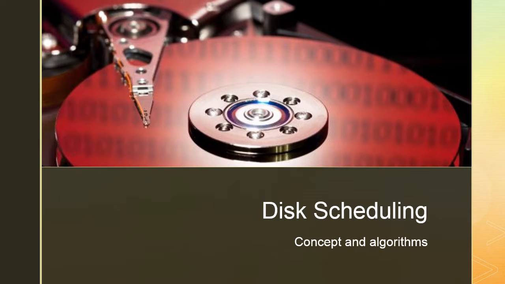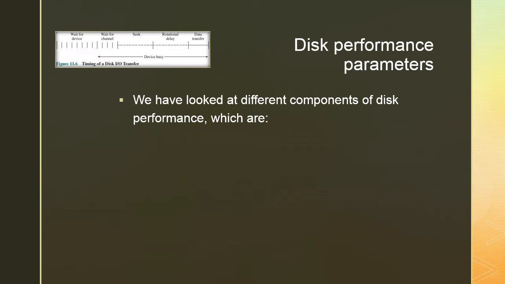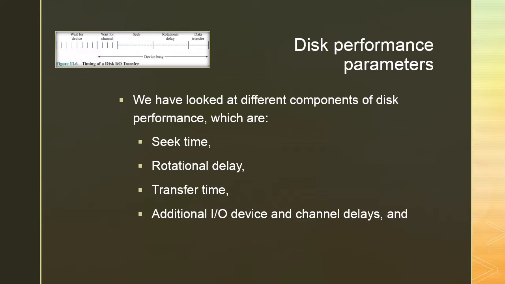Now we will talk at length about disk scheduling. Let us first revise the disk performance parameters that we saw in the previous lecture. We have looked at different components of disk performance, which are seek time, rotational delay, transfer time, additional I/O device and channel delays, and RPS miss if applicable.